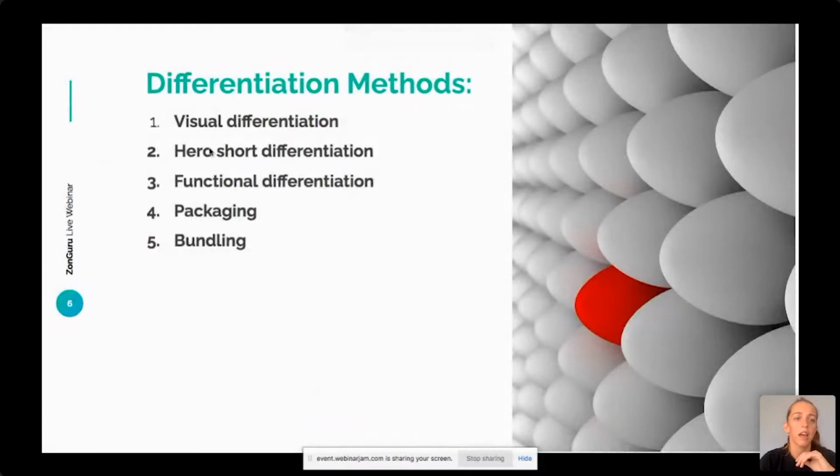Okay, so those were the examples of either products. So we covered the visual differentiation, the hero shots, the functional, the packaging, and the bundling. And you can see how 5 very simple ways that don't have to cost you a lot of money. Obviously, you can spend a lot of money on these, but for example, visually, just the color, hero shot, make it a little bit different. So they can be very low cost, but your profit margin can grow as well.